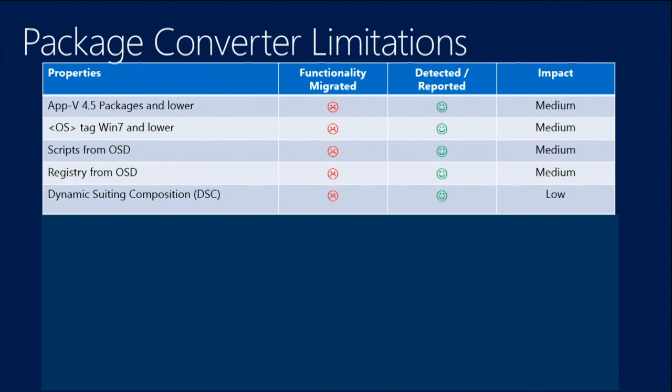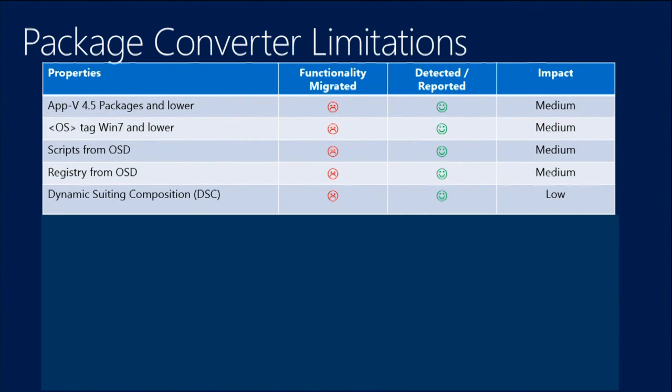So the package converter will only convert packages that are AppV 4.5 and higher. Well, okay, that's pretty fair. But it will also only convert if you have a Win7 tag in there or higher. Now, I have always used the best practice not to use any of the OS tags inside the package. How many of you have OS tags in your packages? Some? Okay. If you don't have a Win7 tag in there, the converter will not even run. It will not even convert the package. This is easily scriptable and can be put into the XML file. So the impact is medium.